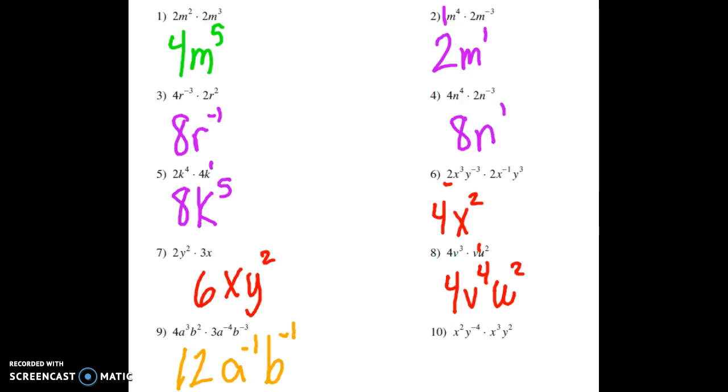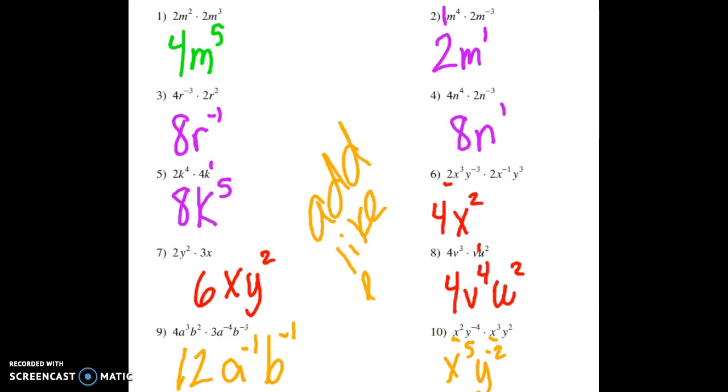And the last one, coefficient is 1, so we don't need to write it. Let's work with the x's. So x squared times x cubed is x to the 5th. Remember, we are adding the exponents. And y to the negative 4th times y squared is y to the negative 2. Because we are adding like exponents.